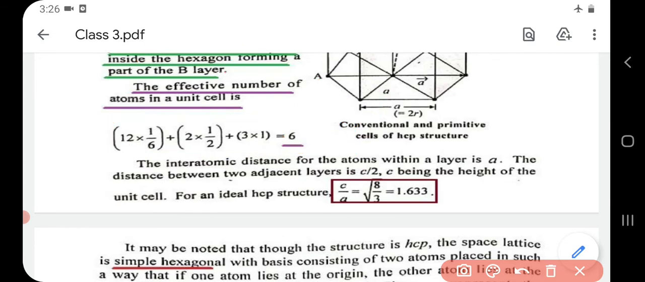Then the interatomic distance for atoms within the layer is given as A. Then the distance between two adjacent layers is C by 2, where C is the height of the unit cell. So for an ideal HCP structure, C by A, that is the ratio of height to the interatomic distance, is 1.633. All these numbers you have to study because all these are features of hexagonal closed pack structure.